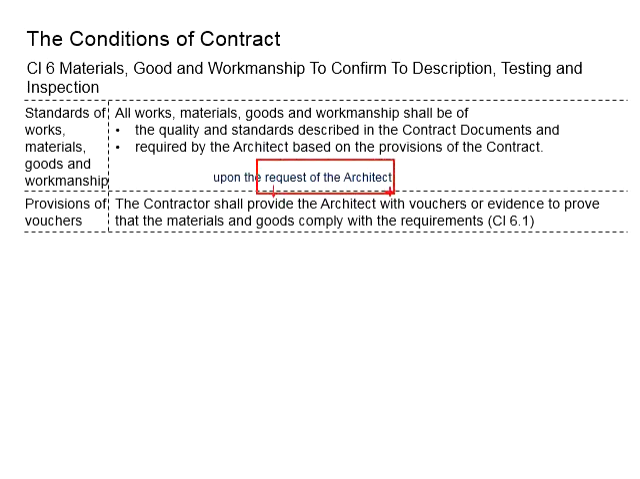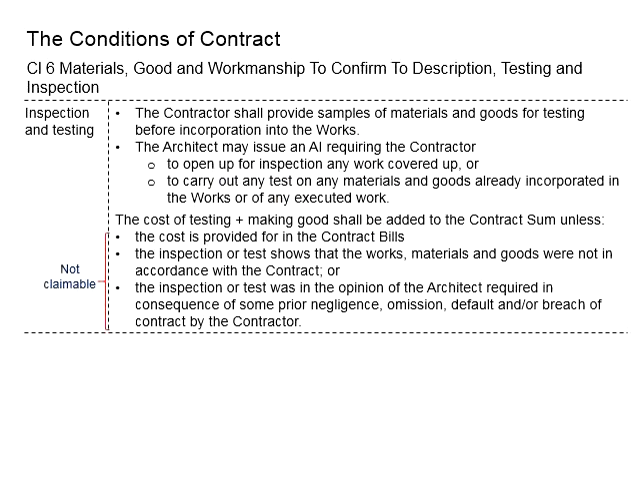When it is requested by the architect, the contractor will need to provide that information. The architect may also request the contractor to provide samples of the materials and goods for testing before incorporating into the work. Again, upon the request of the architect, the contractor will have to comply. Let's say now the work has been done. The architect can also issue an architect instruction requiring the contractor to open out the work that has already been covered up for inspection purposes, or to carry out any testing on any materials which have already been incorporated in the work or any executed work.